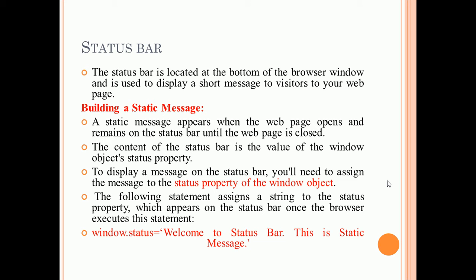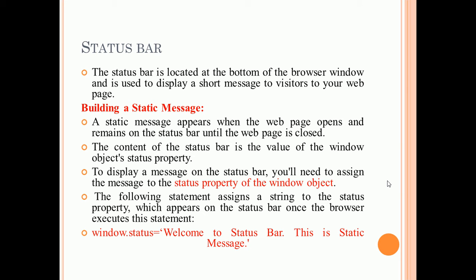A static message is a message which appears when the web page opens and remains on the status bar until the web page is closed. The content of the status bar is the value of the window object's status property. To display a message on the status bar, you will need to assign the message to the status property of the window object. The following example shows how to print a static message on the status bar.